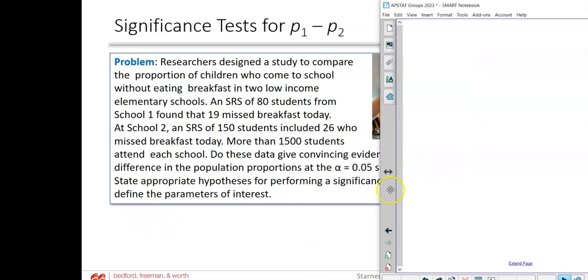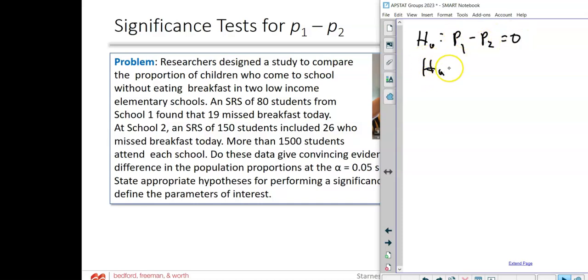Okay, so let's define the parameters and so forth. You're going to start with the hypothesis, at least that's what I usually do. The null is that, let's see, does it have names for these schools? School 1 and school 2. Okay, so we're going to say P1 minus P2 is equal to 0.